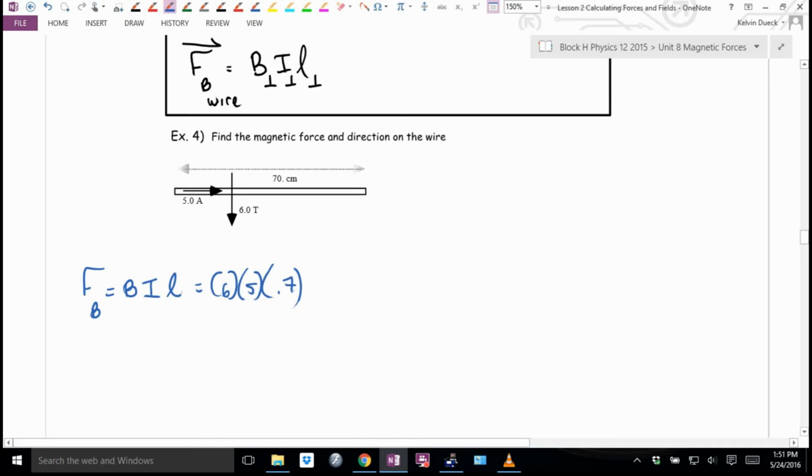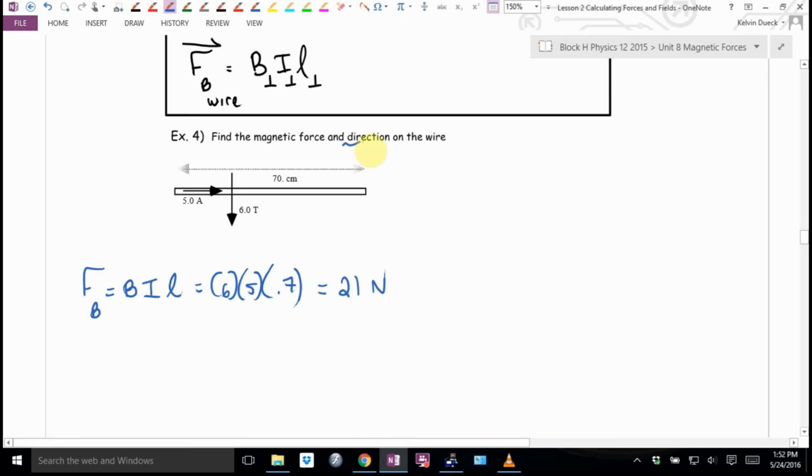Double check. Are they all at 90-degree angles to each other? Yeah. Okay. So point your right thumb in the direction of the current. Which way is that magnetic field? Down the page. First of all, if you're multiplying it, it's going to be 30 times 0.7. 21? Is that right? Yeah. Okay, so 21 newtons.